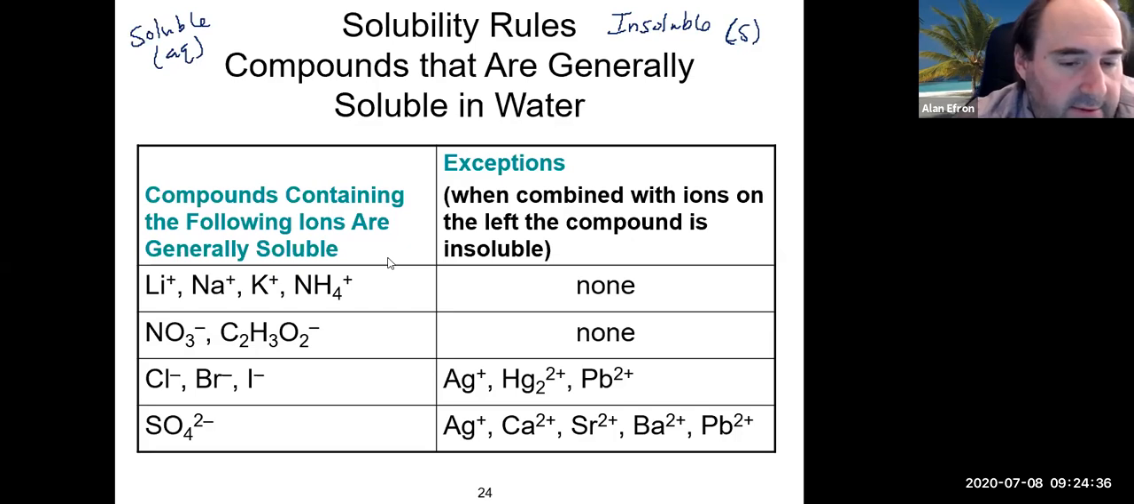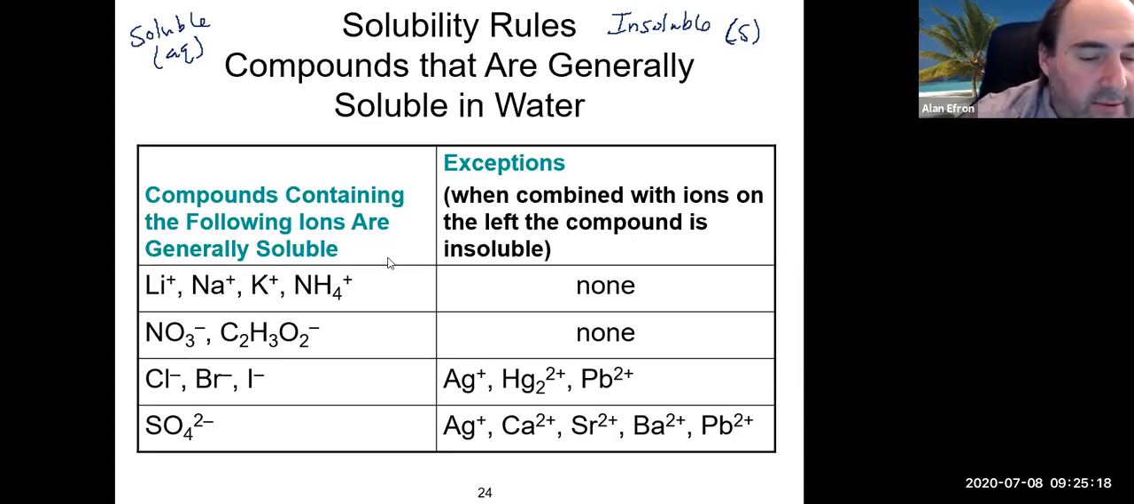So what we see here on this table are things that are generally soluble. So these are things that generally should get the aqueous symbol next to it. Would not expect a solid to form. Anything that contains lithium, sodium, potassium, really group 1 on the periodic table, and ammonium are soluble in everything. So there's no exceptions. So as soon as you see one of those guys in a chemical formula, you automatically know it is soluble and should have the aqueous symbol next to it. Things that contain nitrate and acetate are also soluble in everything. So as soon as you see those things in a formula, you know it's going to be soluble and you should put the aqueous symbol next to it.